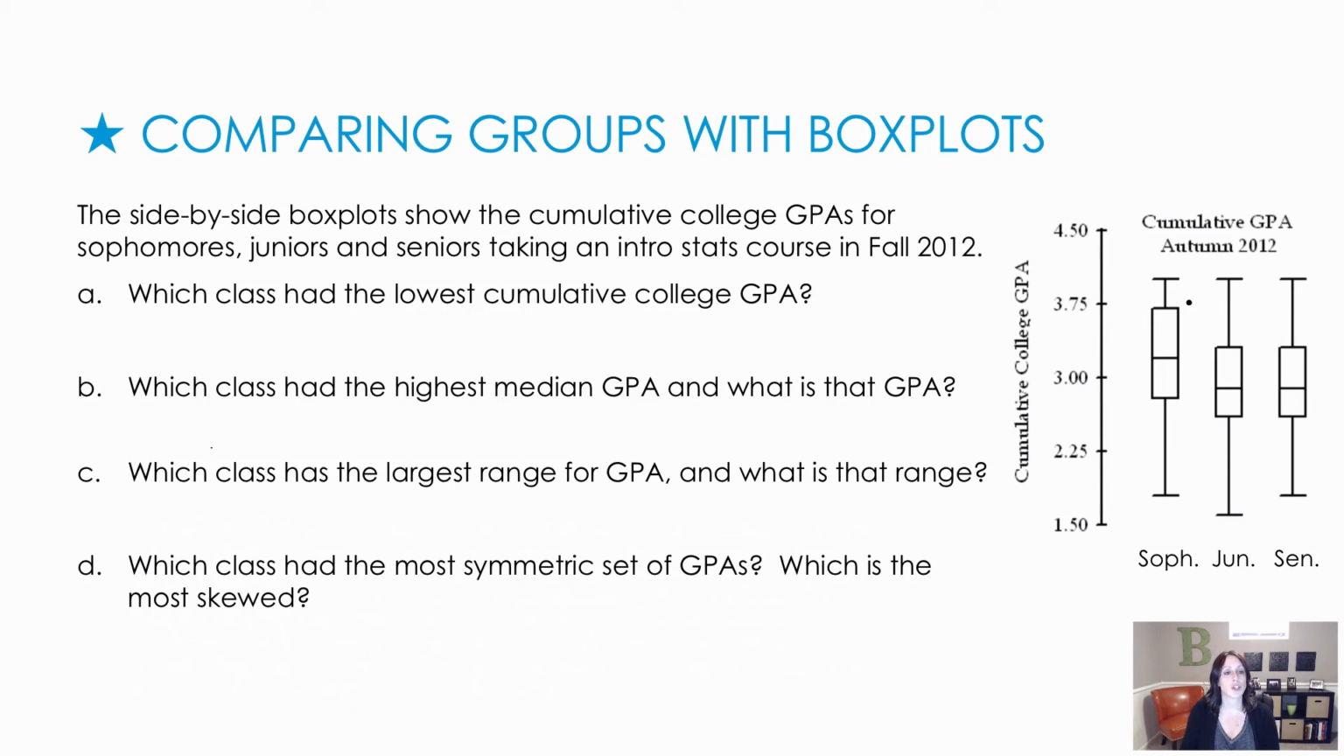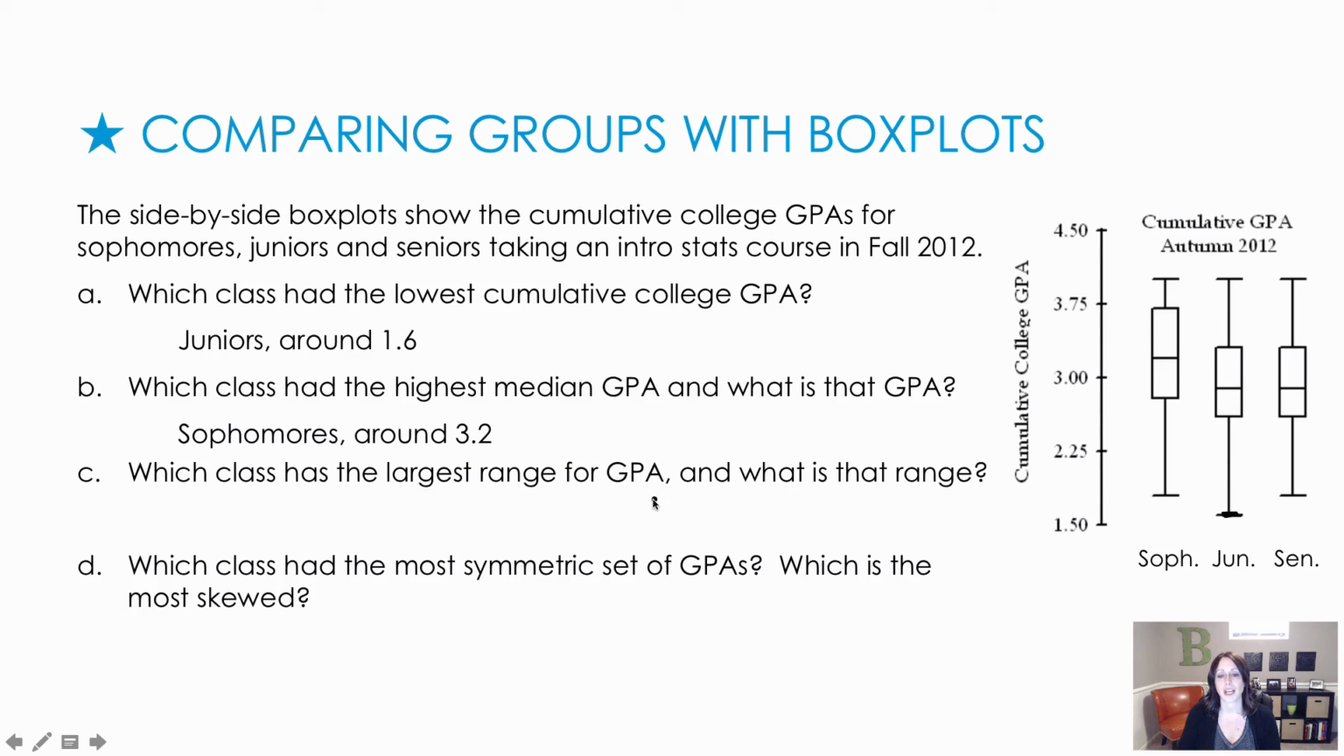So first question asked which class had the lowest cumulative college GPA. So again, not generally who's the lowest, but who's the lowest. So that would be right here, whichever one goes the lowest, which is of course juniors at about 1.6. Which class has the highest median GPA? So median, again, the middle bar. So the highest obviously would be the sophomores. It looks to be about 3.2, 3.25, somewhere in there.